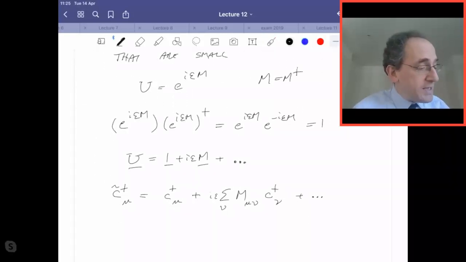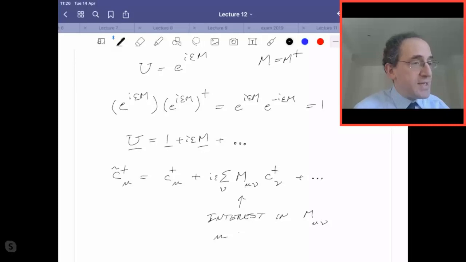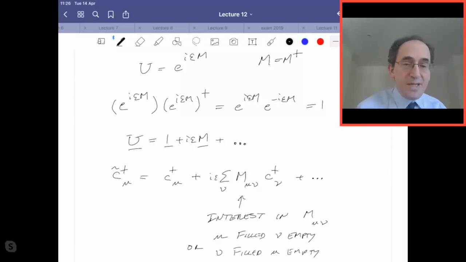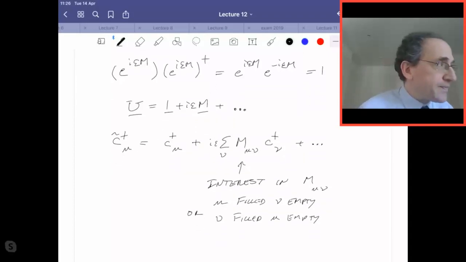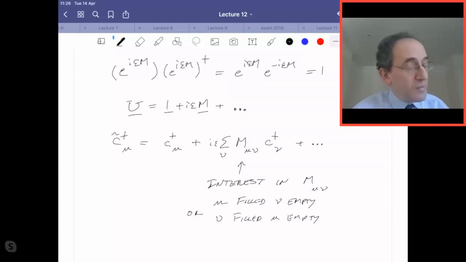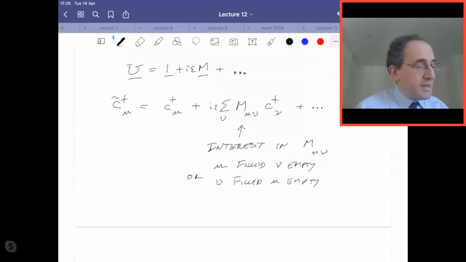So keep in mind that the only m's I'm interested in are m mu nu where mu is, say, filled and nu is empty, or vice versa, or nu filled, mu empty. If they're both filled or both empty, it's not going to do anything. So I'm only going to be considering the case where one is below the Fermi surface, one is above the Fermi surface.